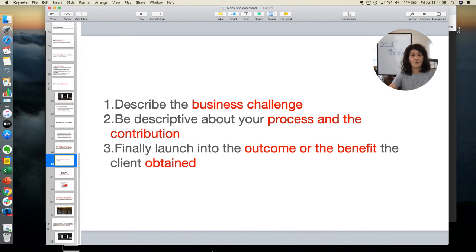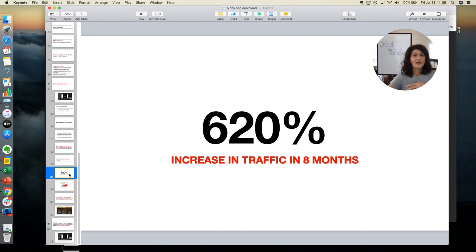The outcome then was, in whatever period of time, we saw this increase in traffic, this increase in sales, and so on. So it has these three core ingredients. You can add other stuff, but at the end of the day, a case study isn't supposed to be volumes of pages. It's supposed to just be descriptive. If you want to put an image or a graph in there, you could. If you're going to write a blog post, something like 620% increase in traffic in 8 months. This was a case study.